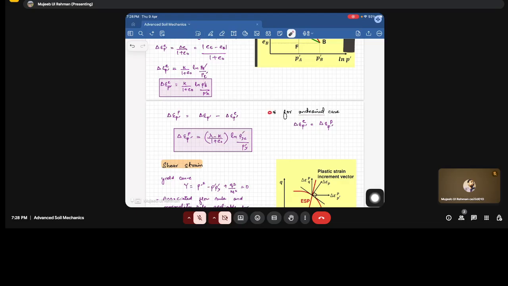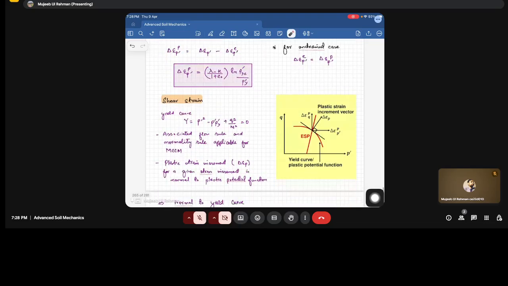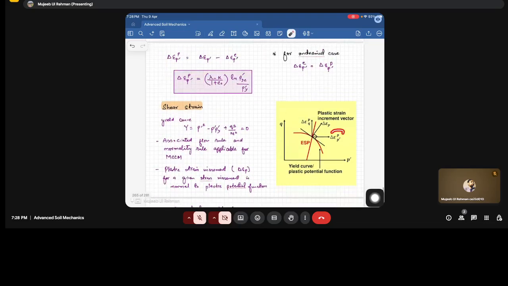And for the undrained case, we know that the change in the total volumetric strain is zero, the total volume change is zero. So in that case, plastic strain and elastic strain will be the same. Now for calculating the shear strain, we have calculated this part, and now we need to calculate this part.